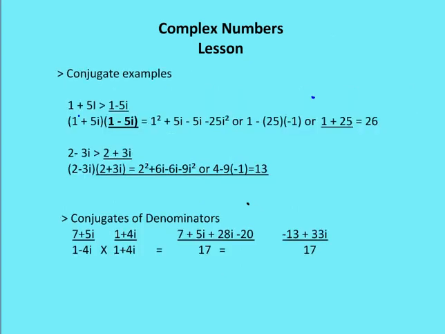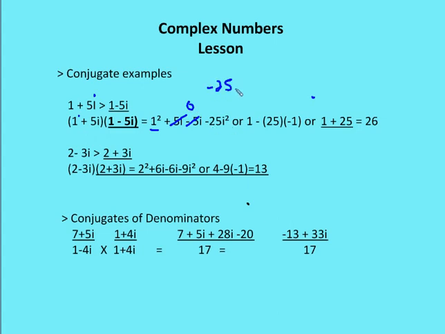Okay, so let's give some conjugate examples. I have 1 plus 5i, and the conjugate of 1 plus 5i is going to be 1 minus 5i. If I multiply those two together using FOIL, I get 1 times 1, which is 1 squared, plus 5i minus 5i. These two cancel or reduce to 0, minus 25i squared.